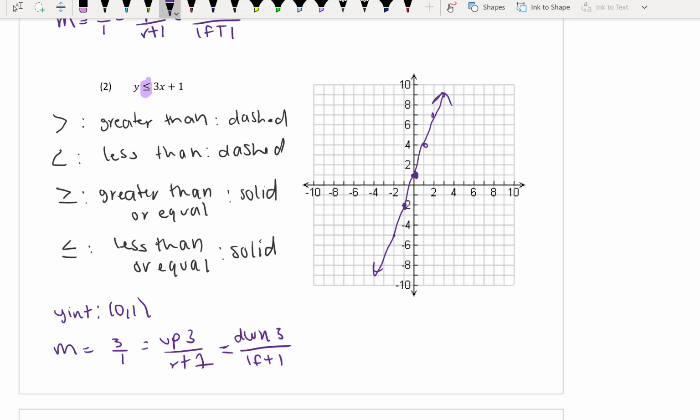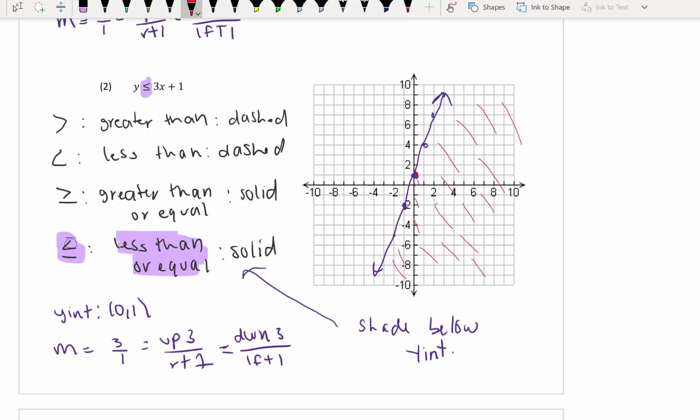Now, which direction to shade? Well, since this is a less than or equal to, then that means I'm going to shade everything below the y-intercept. So if I'm shading everything below the y-intercept, here's the y-intercept, so everything below it is here. So this is me shading. Okay, well, I hope that makes sense.